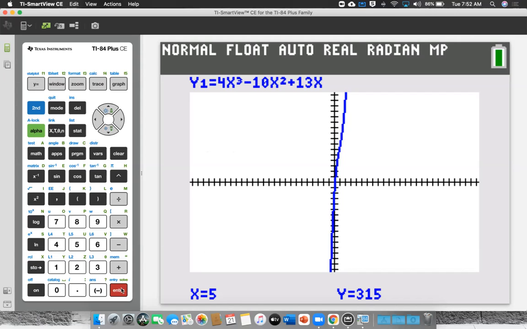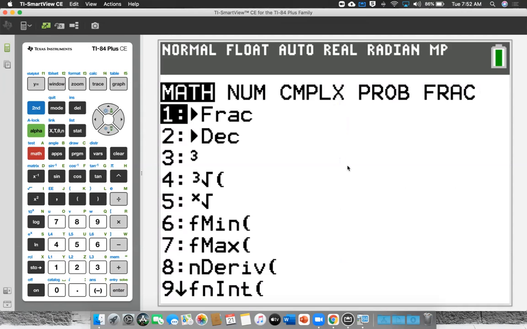The calculator will do everything you want it to. It's a great thing to use, but you have to know how to use it. In this class, most of the stuff we look at will be looking at a graph and telling different things from the graph, or under this math feature here.